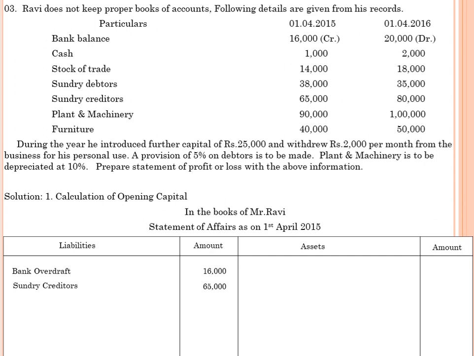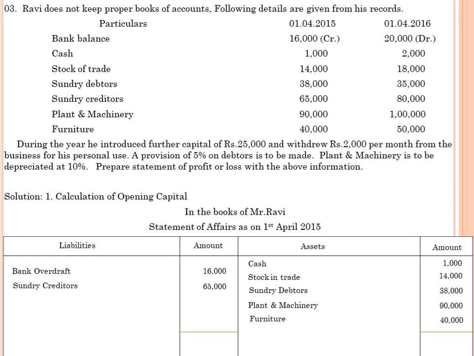Now we move on to the asset side. One by one: cash 1,000, stock in trade 14,000, sundry debtors 38,000, plant and machinery 90,000, furniture 40,000. Now you find the total. What is the asset side total? 1,83,000. The same value you put in the liability side and find the balancing figure. That balancing figure we call the capital. How much? 1,02,000 rupees. This is the opening capital.